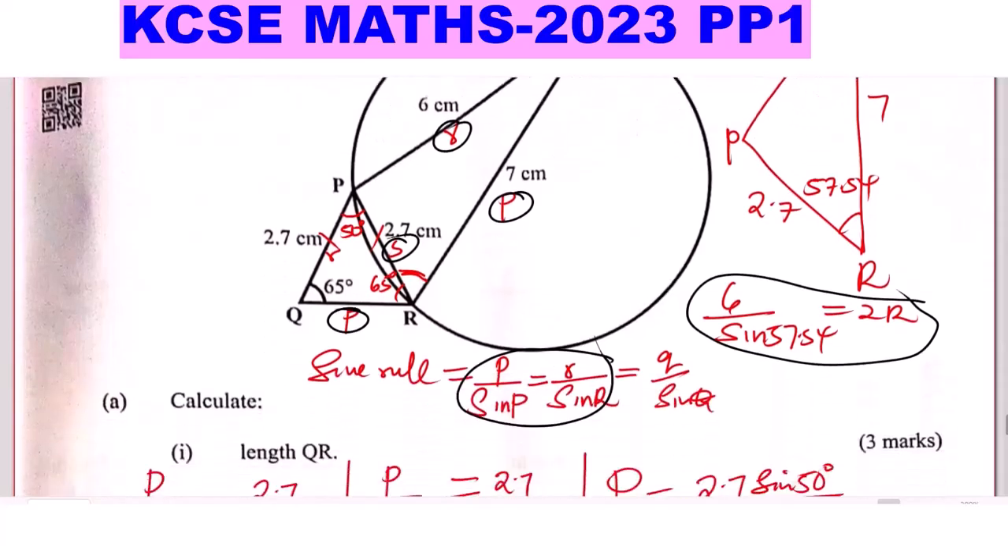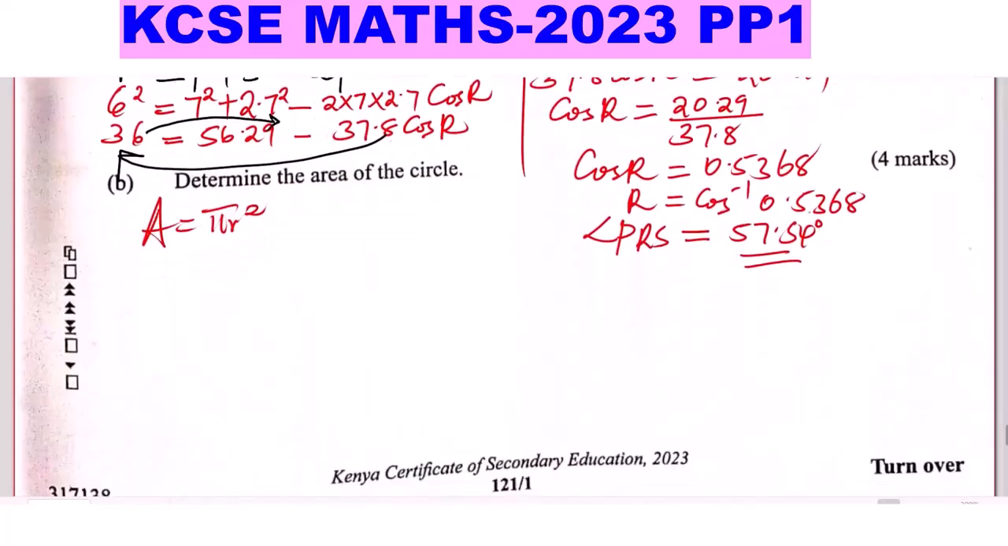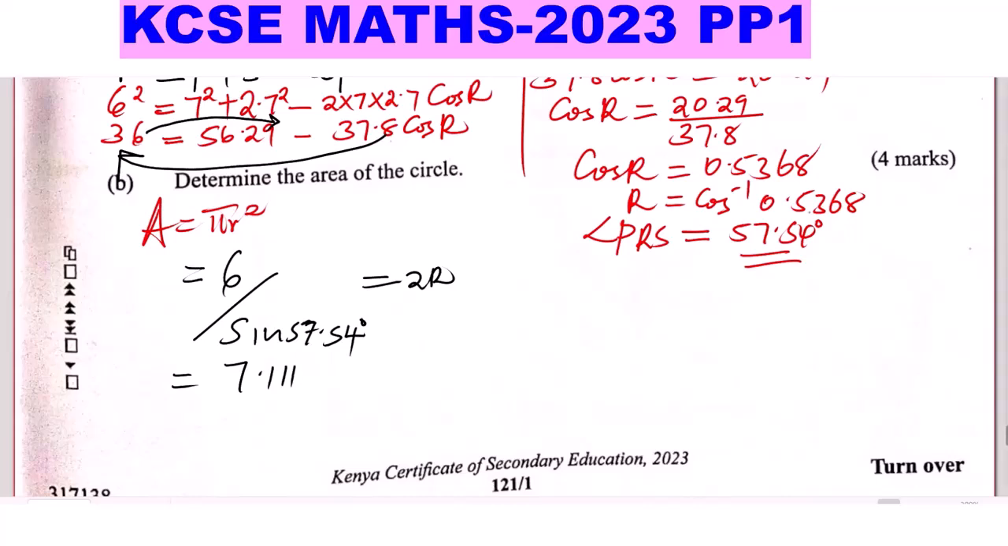So let's go to the working. 6 divided by sine of 57.54 degrees is equals to 2r. So 6 divided by sine of 57.54 will give 7.111 is equals to 2r. So to get r, divide both sides by 2, and radius will be 3.555 centimeters. Now we have the radius.